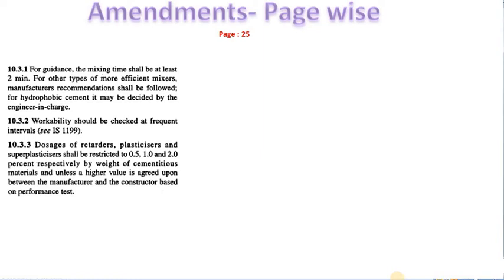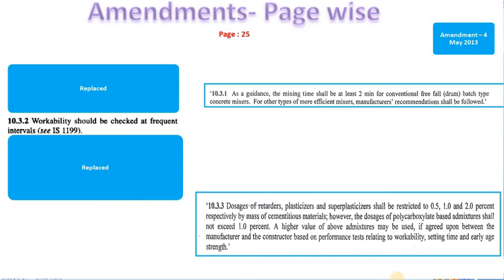First one, clause 10.3.1: as a guidance, the mixing time shall be at least 2 minutes for conventional free fall drum batch type concrete mixer. For other types of more efficient mixer, the manufacturer's recommendation shall be followed. So here in the first line, the term conventional free fall drum is introduced. Free fall drum means the normal batching drum. It is widely used in small scale concreting.